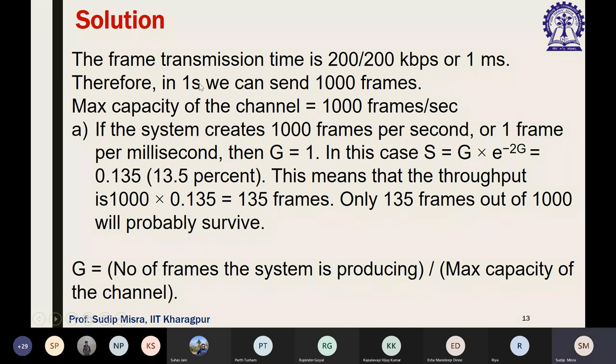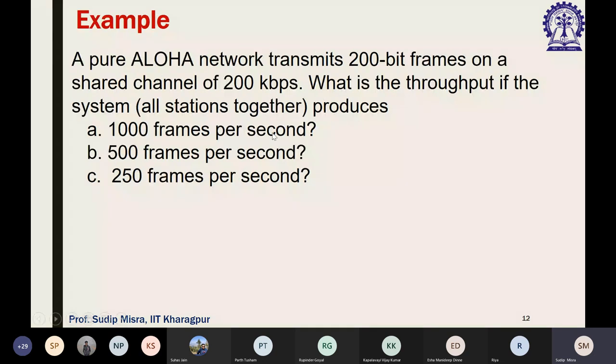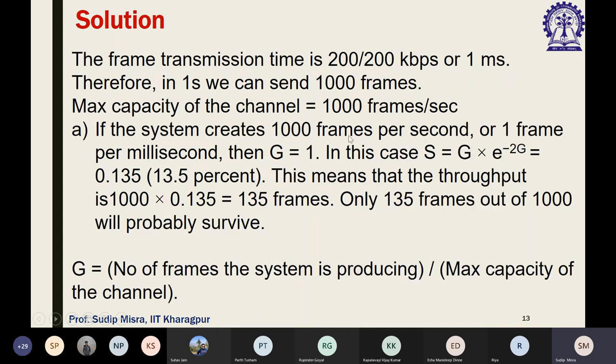So what is the maximum capacity of the channel then? 1000 frames per second, right? So the first part is 1000 frames per second is going to be sent by the stations. In such a case, the system is going to create 1000 frames per second, or 1 frame per millisecond. Then basically G is going to be 1, right?